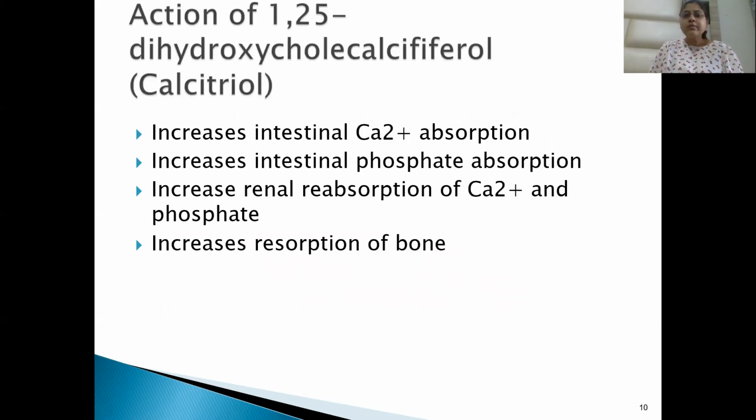And this calcitriol, which is vitamin D 1,25-dihydroxycholecalciferol, increases intestinal calcium absorption, increases intestinal phosphate absorption, increases the renal absorption of calcium and phosphate, and increases the resorption of bone, so serum calcium levels are increased.